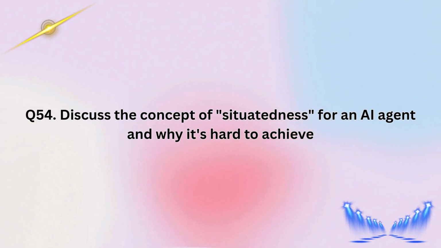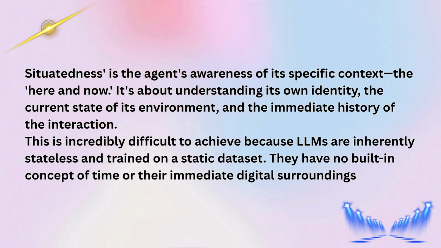Discuss the concept of situatedness for an AI agent and why it's hard to achieve. Situatedness is the agent's awareness of its specific context, the here and now. It's about understanding its own identity, the current state of its environment, and the immediate history of the interaction. This is incredibly difficult to achieve because LLMs are inherently stateless and trained on a static dataset. They have no built-in concept of time or their immediate digital surroundings.